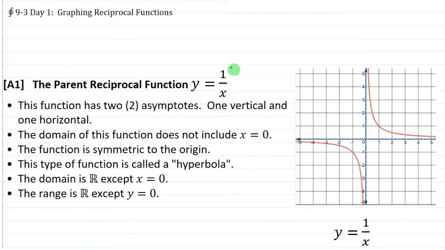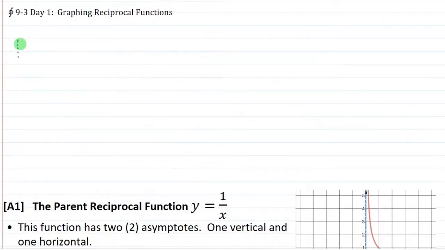So we're going to talk about the simplest possible rational function once again. And this is called a reciprocal function because it's just simply the reciprocal of x. You take an x, you flip it upside down, it becomes 1 over x. Okay, so let's take a look at this function here and talk about what's going on with it. You have this function y equals 1 over x.